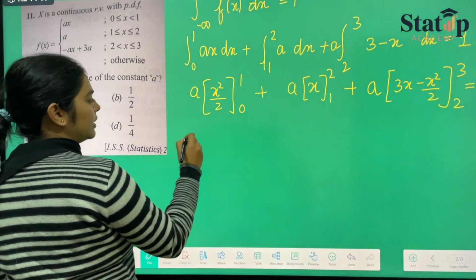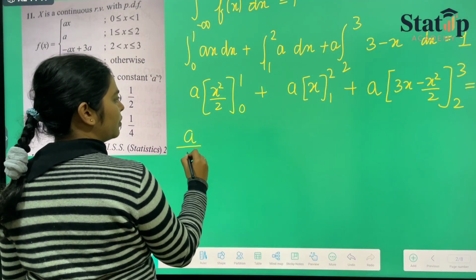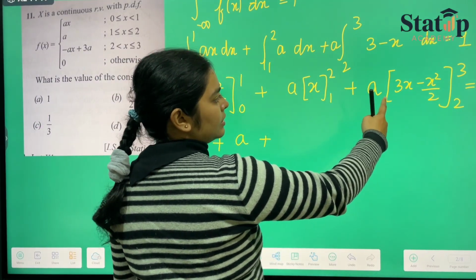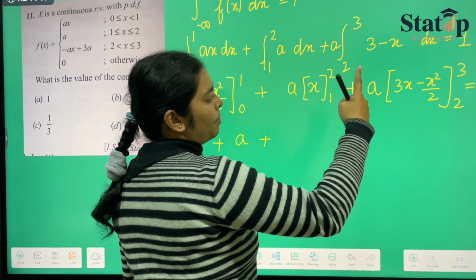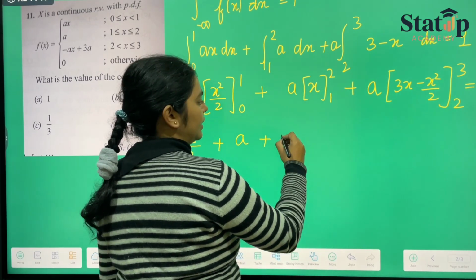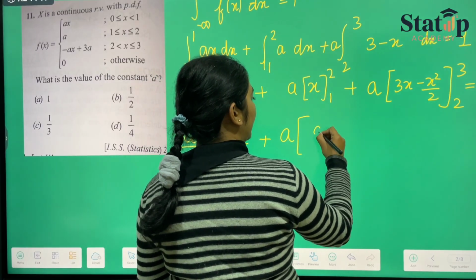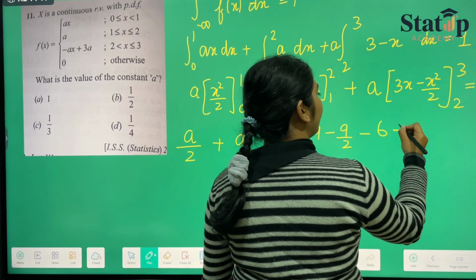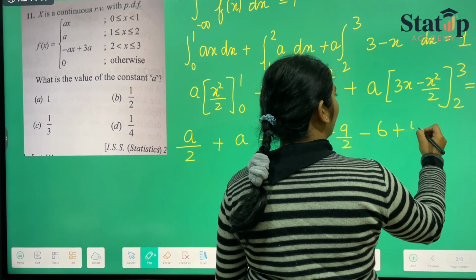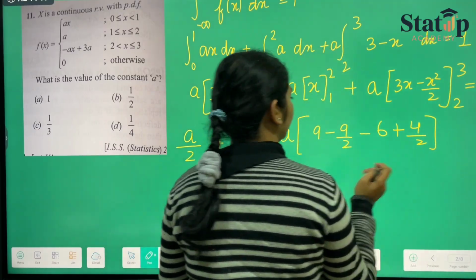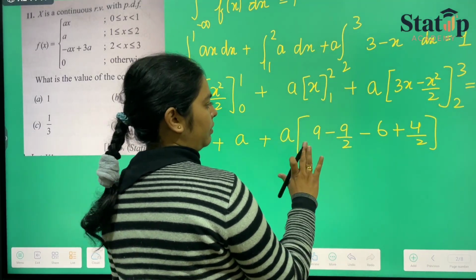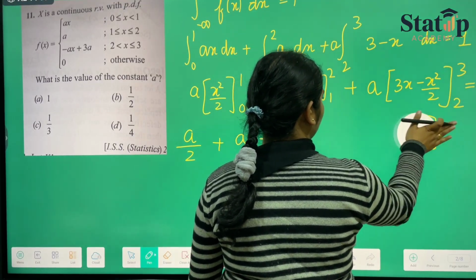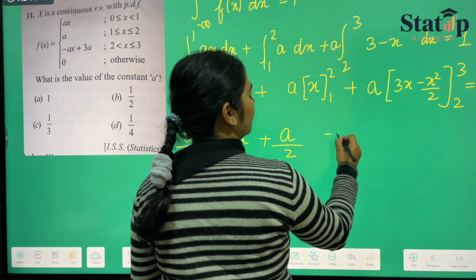Now here we can say that it is a by 2 plus a plus, if we put in the limits, a into 9 minus 9 by 2 minus 6 plus 4 by 2. This will be minus 5 by 2, which is 2.5, and that gives 0.5 only. So our answer will be a by 2 only, which is equal to 1.